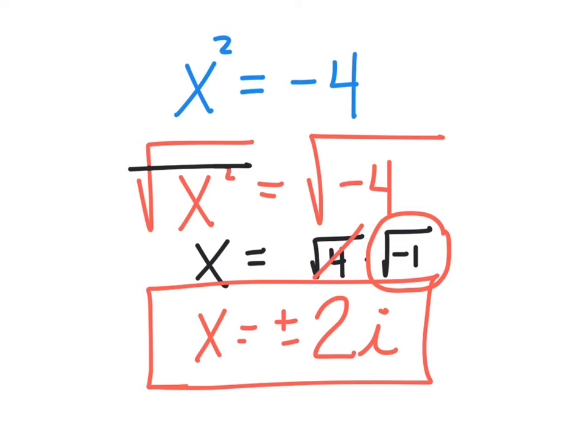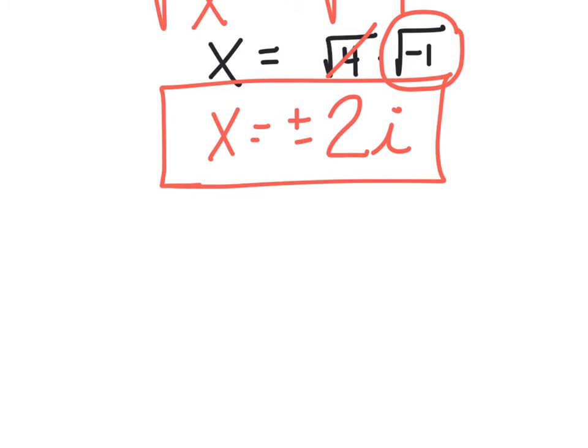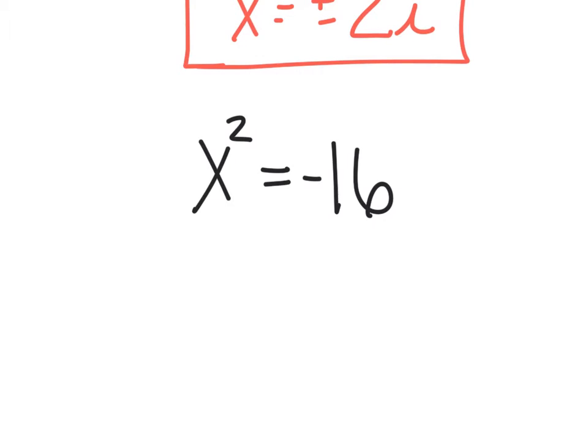Okay, so every time you take the square root of a negative, you now live in a whole other world, the imaginary number world. Let's throw one more up there for fun. x squared equals negative 16. Okay, go ahead, take the square root of both sides and see what you get.